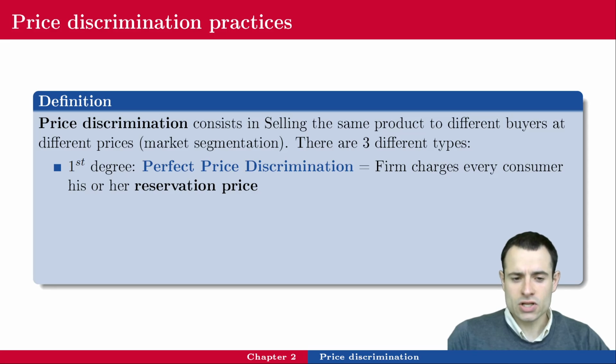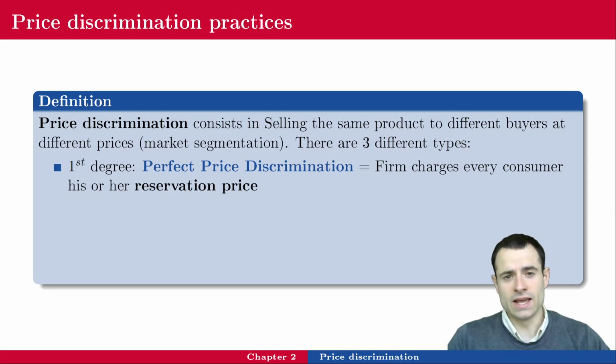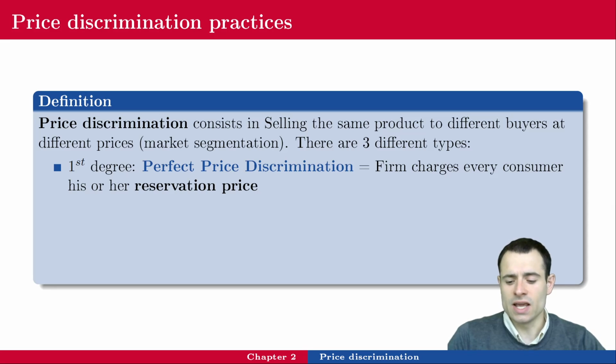First degree price discrimination, also called perfect price discrimination, consists in charging every consumer his or her reservation price. The reservation price is the maximum amount a consumer is willing to pay for a certain amount of units of the good. So we will see that perfect price discrimination consists in extracting all of the consumer surplus by charging exactly the maximum amount he is willing to pay.